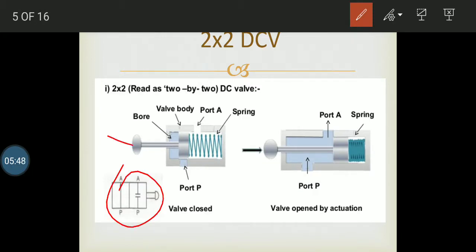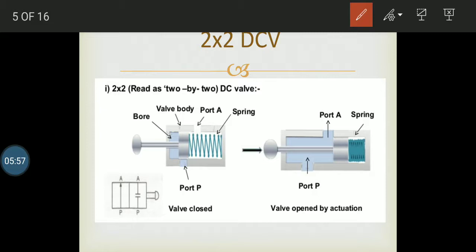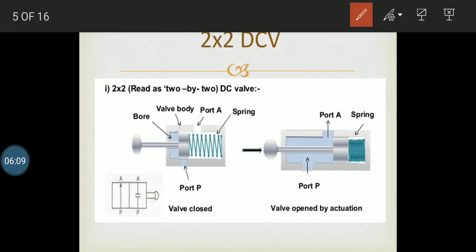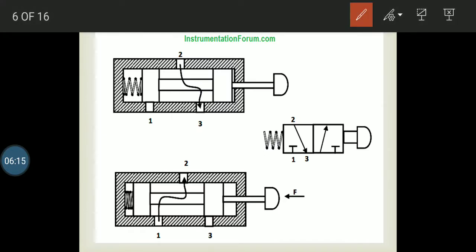Okay, since this is a push button type, we are pushing the piston, so we are giving the push button. When I am asked to explain 2x2 DCV in the examinations, I have to draw both these diagrams, this symbol, and I have to explain each and every position of the fluid or the diagram. Okay, so this is the 3x2 DCV.